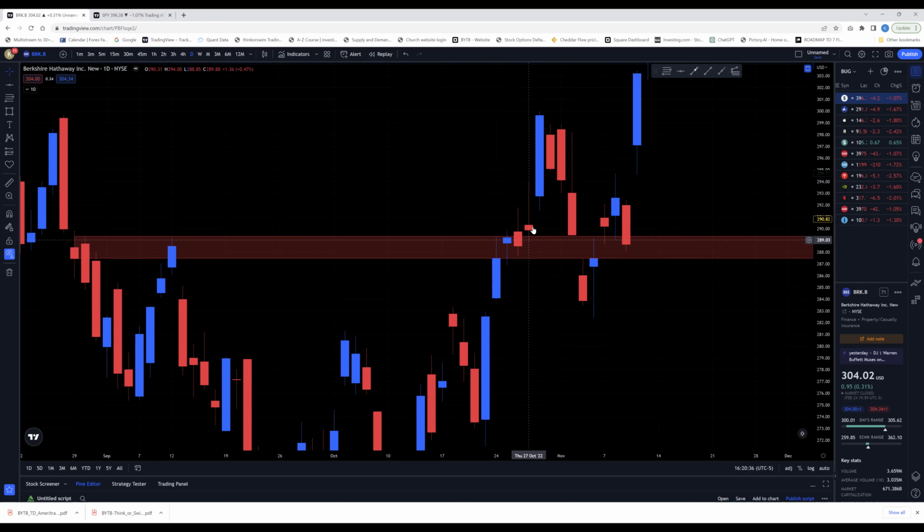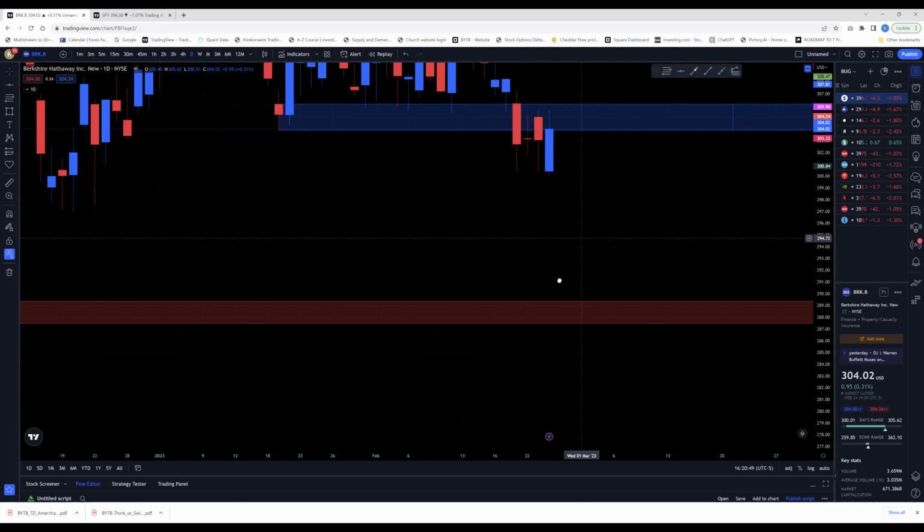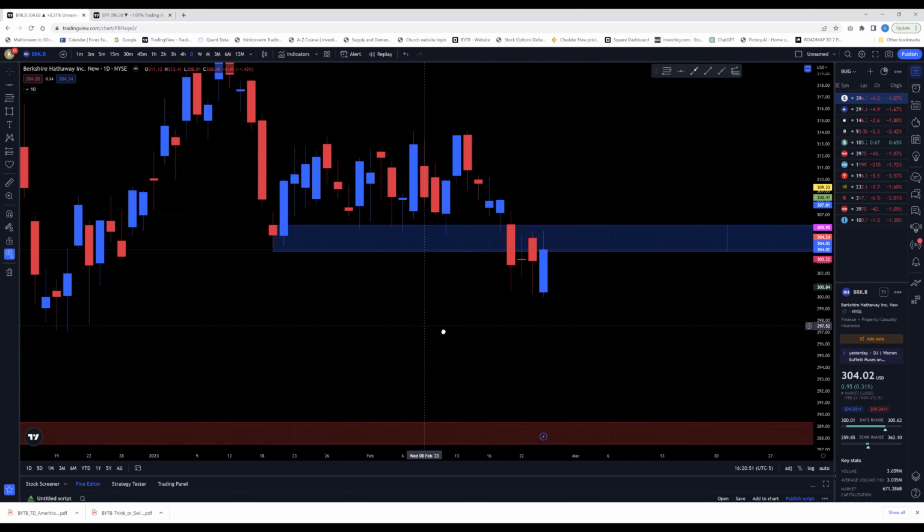Then you had a gap up. And still, every time it hits the supply zone, it reacts. That's why you see all these wicks in here. Now, back to this right here.